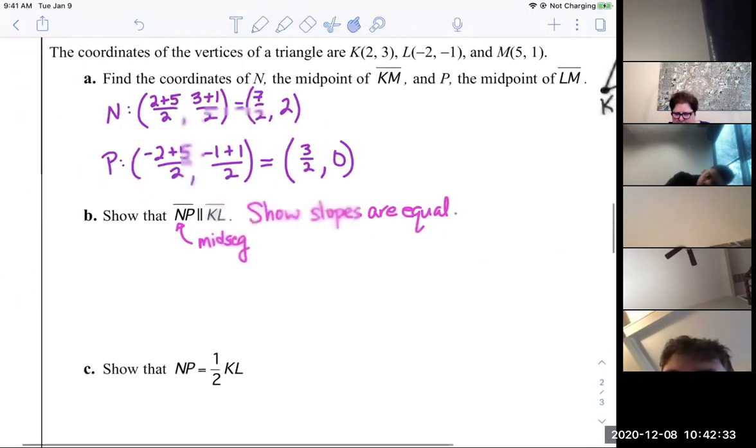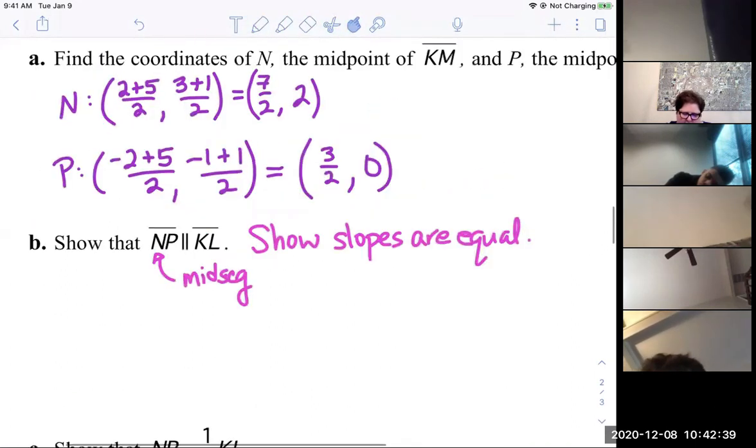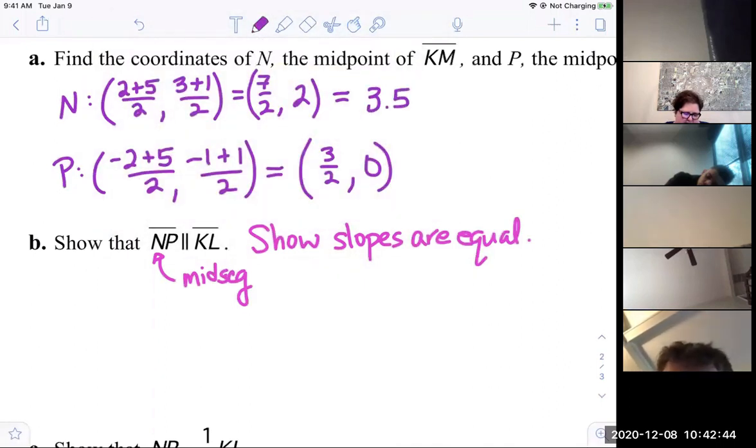Okay, so NP, and again, I'm just going to go ahead and calculate it. Actually, I can look at it up here. Let me go ahead and write these in decimal form. So that was, I wrote on the picture over there, 3.5 comma 2, and then 1.5 comma 0.